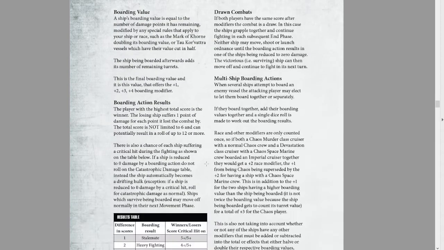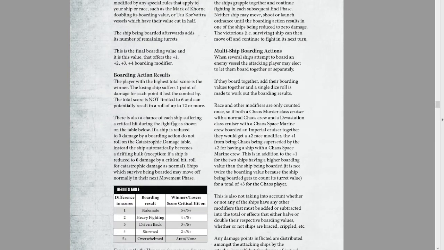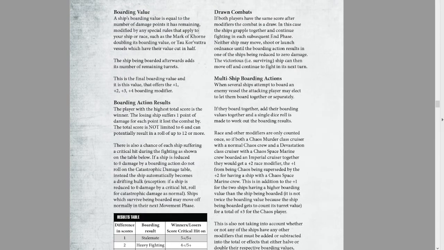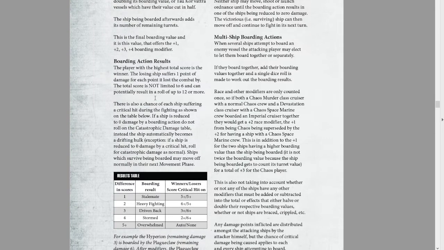Now, boarding action results. Remember, you roll that dice. And you determine who has ultimately the higher value. You roll your dice and you add your modifier, or you subtract your modifier. The total score is not limited to 6. It can potentially result in a roll of up to 12 or more. There's also a chance of each ship suffering a critical hit during the fighting. Now, the difference between the two rolls is the amount of damage the loser takes.